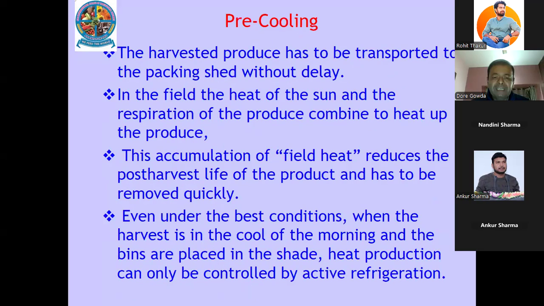Harvest and handling: the care has to start from the field itself once the crop is harvested. The harvested produce has to be transported to the packing shed without delay. There should not be a gap between harvest and the produce reaching the warehouse or packing house. In the field, the heat of the sun and the respiration of the produce combine to add to the heat of the produce. That is why it is always advised to harvest fruits and vegetables in the early hours of the day. This accumulation of field heat reduces the post-harvest life of the product and has to be removed quickly.